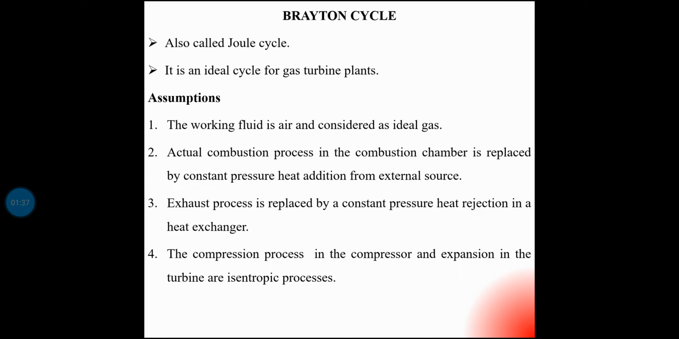Second one, the actual combustion process in the combustion chamber is replaced by constant pressure heat addition from external source. Third one, the exhaust process is replaced by a constant pressure heat rejection in a heat exchanger. Fourth one, the compression process in the compressor and expansion in the turbine are isentropic. That is, we are assuming the compression and expansion processes are reversible adiabatic processes. That is, no friction is involved.